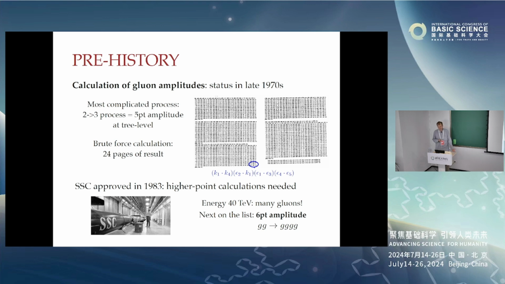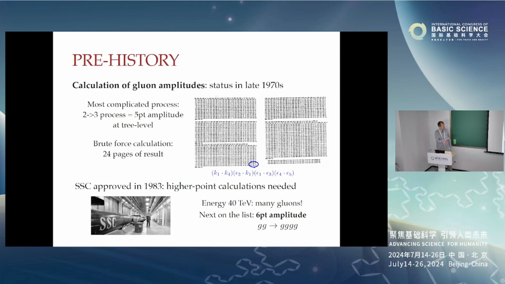Now, the history here touches very strongly on experimental physics, because the Superconducting Super Collider was approved in 1983 to be built in Texas in the United States. And there was a demand for theorists to provide more precise calculations for these gluonic amplitudes as a QCD background for the collisions that would have been seen there. The energy of the SSC was supposed to hit 40 TeV, so that would mean higher orders and higher multiplicities of amplitudes needed for the accurate prediction of the background.